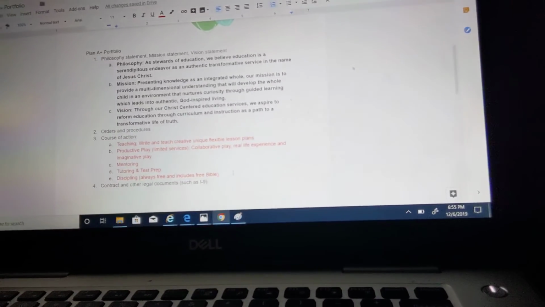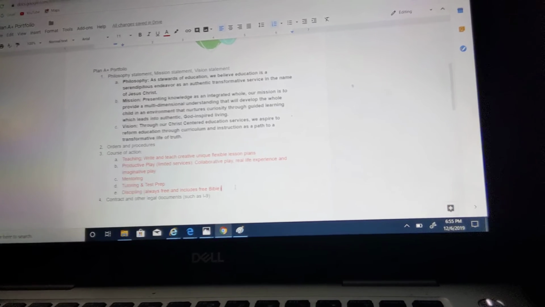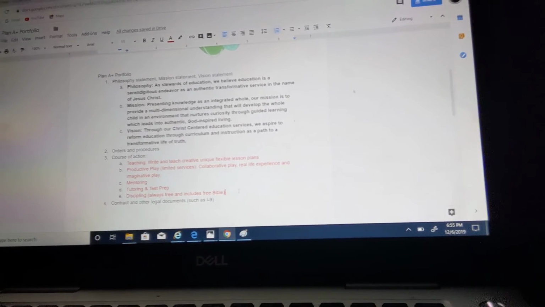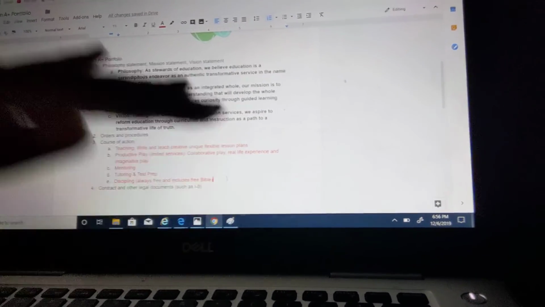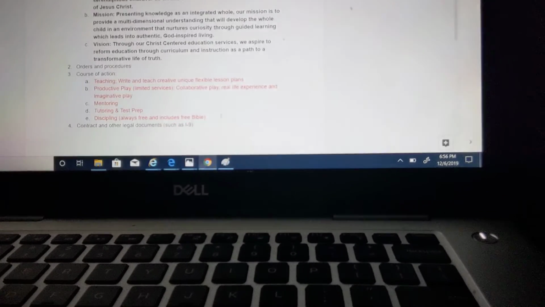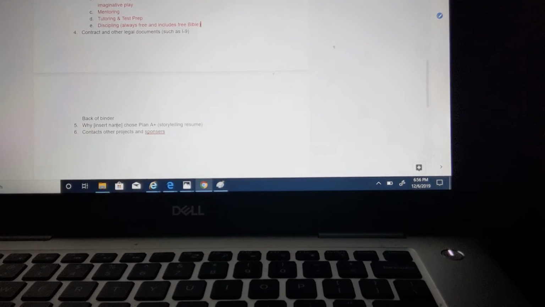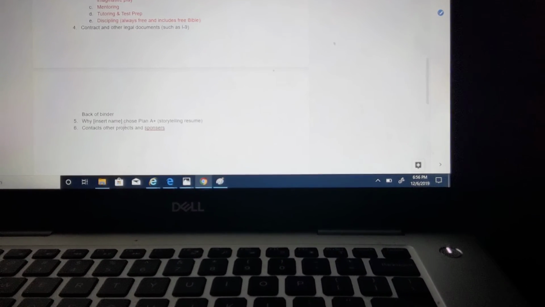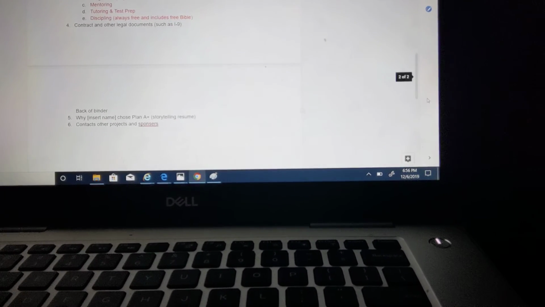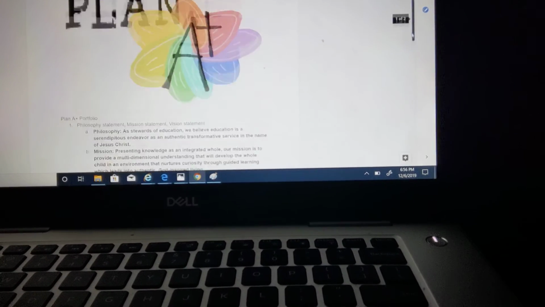And it is a great way to show people who don't really understand the Bible, don't know what it means, to see how it's used in a very obvious way. So there's that. And then we have the contract and other legal documents such as I-9. I had to put that there because apparently that's a very important document for people who hire you. This is my outline for the inside of the binder. For the back of the binder, we could have information about me, maybe even my contacts at the bottom of that page, and then contacts of other projects, and then sponsors will also be another page, but in the back. So, that is my portfolio outline.